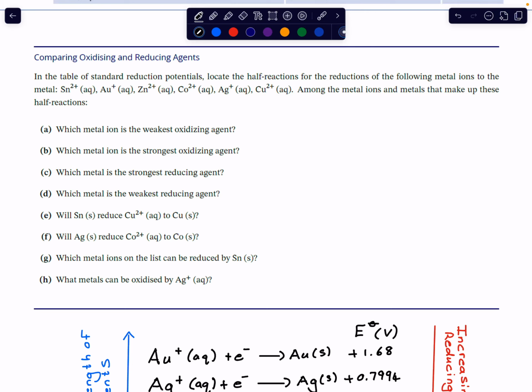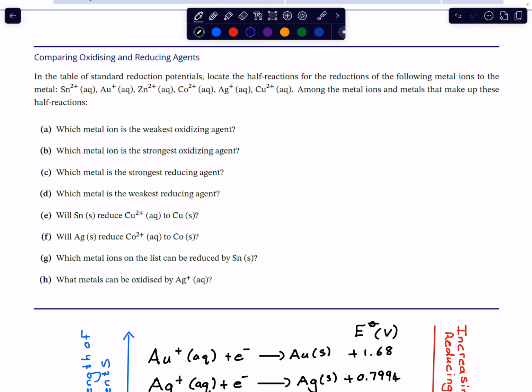Hello everyone, in this video we are going to compare some oxidizing and reducing agents. So we have a couple of metal ions here, and we are asked to rank each of these metal ions or their corresponding metals as either the strongest oxidizing agent or the weakest oxidizing agent, and then the strongest reducing agent for the metals. And then we ask a couple of follow-up questions from there.